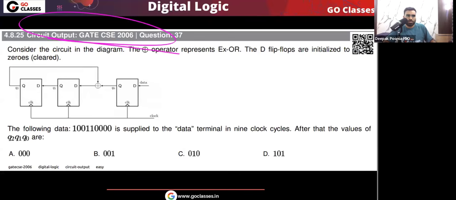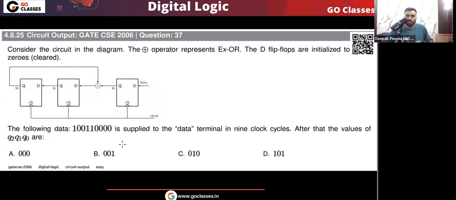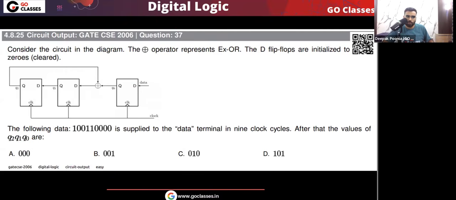Let's solve the GATE CS 2006 question. This is an interesting question because we have external input here. It is based on a synchronous sequential circuit with external input. We will solve this question using two methods, so please understand both the methods. Then you can decide which method is more efficient, I can say which method is more time saving.